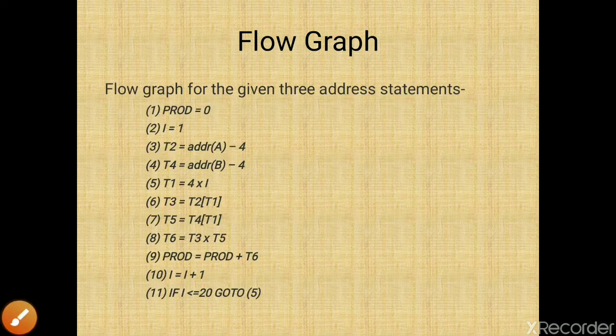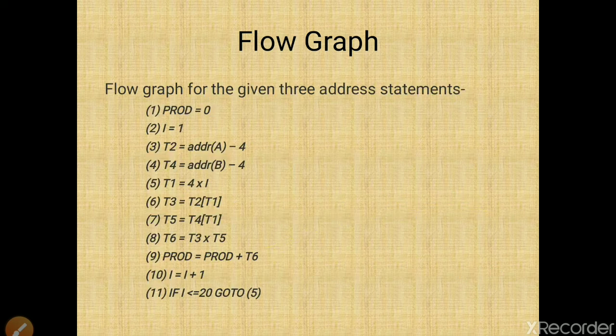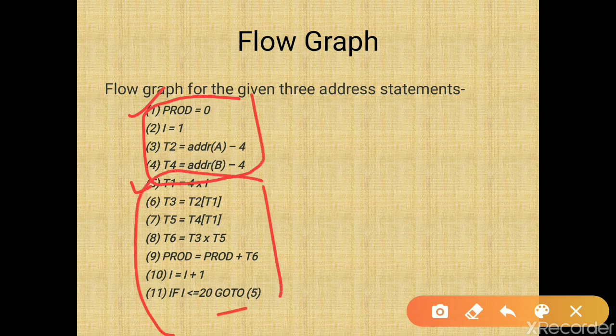Here you can see the flow graph. How to draw the flow graph? Inside a flow graph, basic blocks are the nodes of the flow graph. So in this example, how many basic blocks are there? 2 basic blocks, right? First, 1 is a leader, then 5 is a leader. So how many basic blocks are present? 1 to 4 is a basic block, then 5 to 11 is another basic block, right? So this is the basic block.